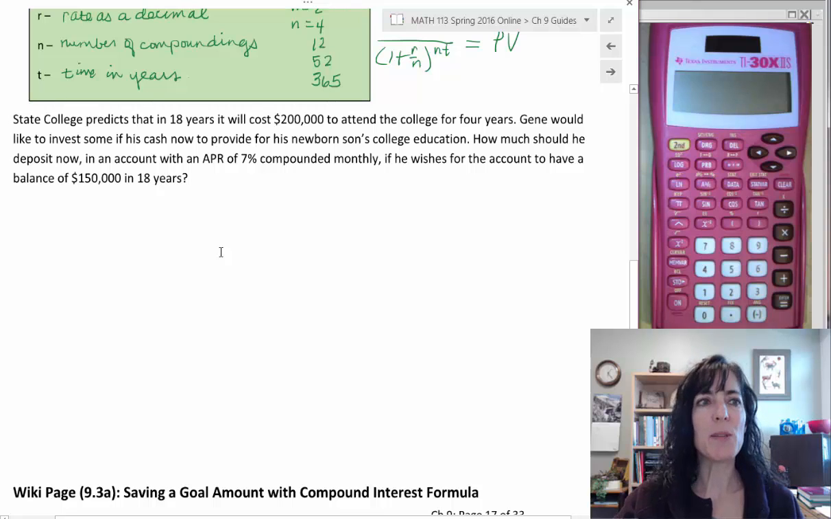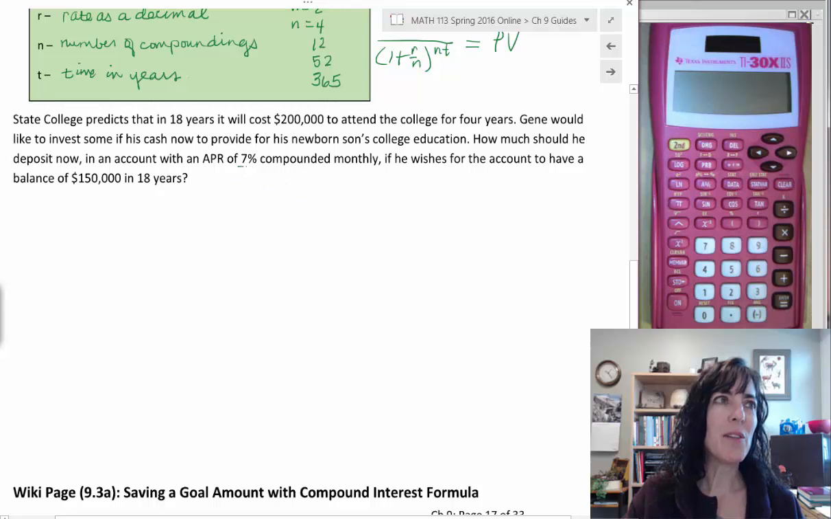So let's use this formula in an example. State College predicts that in 18 years it will cost $200,000 to attend the college for 4 years. Gene would like to invest some of his cash now to provide for his newborn son's college education. How much should he deposit now in an account with an APR, here we go, 7% compounded monthly.